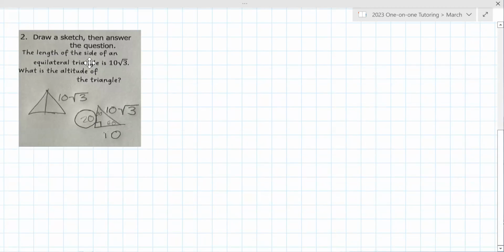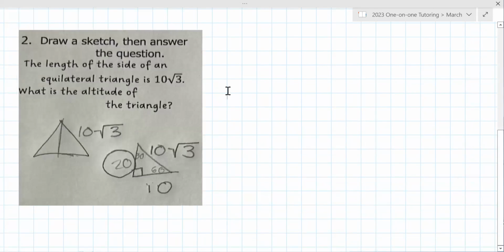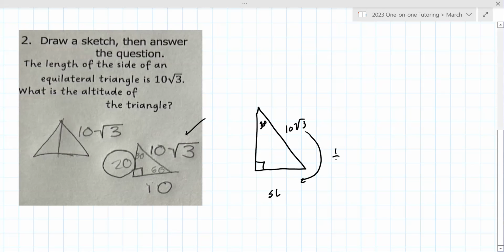The side here. All right. So you've got this triangle. One of the sides is 10 root 3. Now, the important thing here is that you label the correct angles, which you've got here. That means the short leg down here is half of this. So it's actually 5 square root 3 down here.